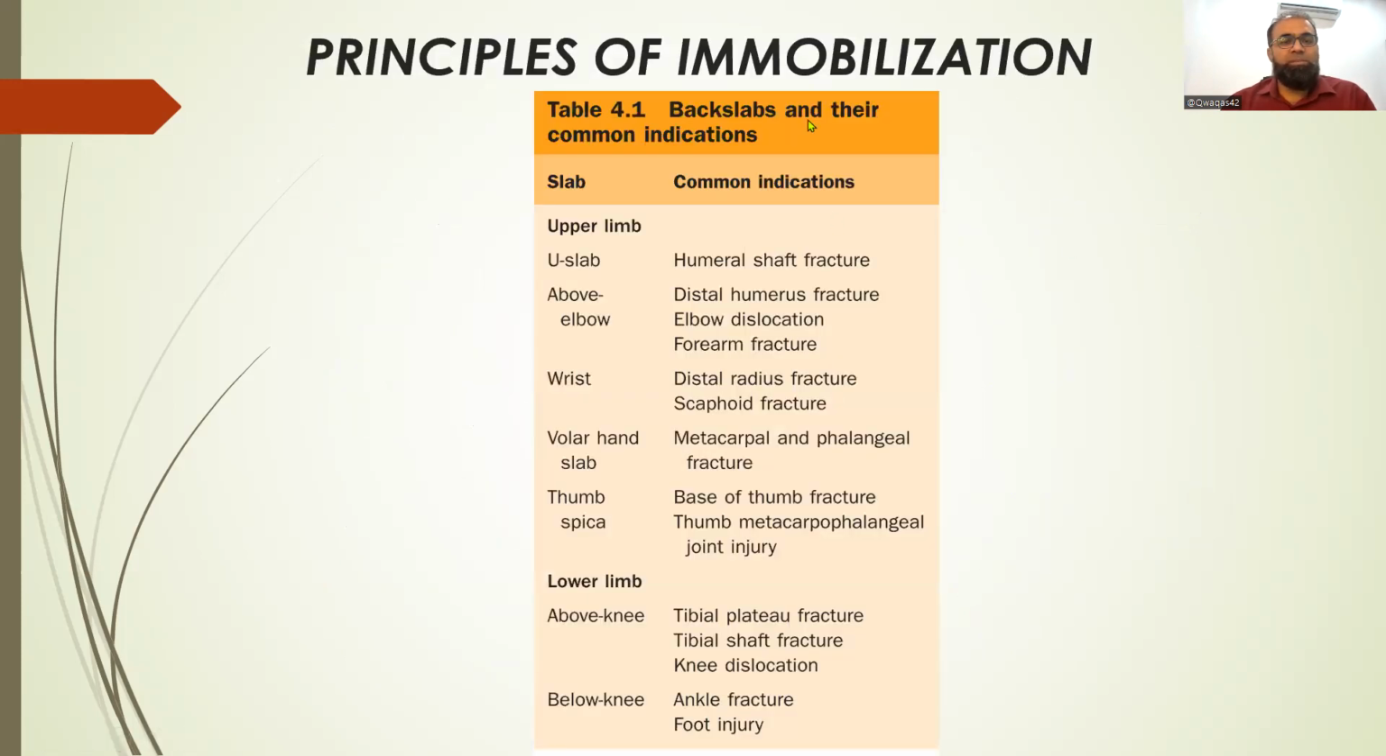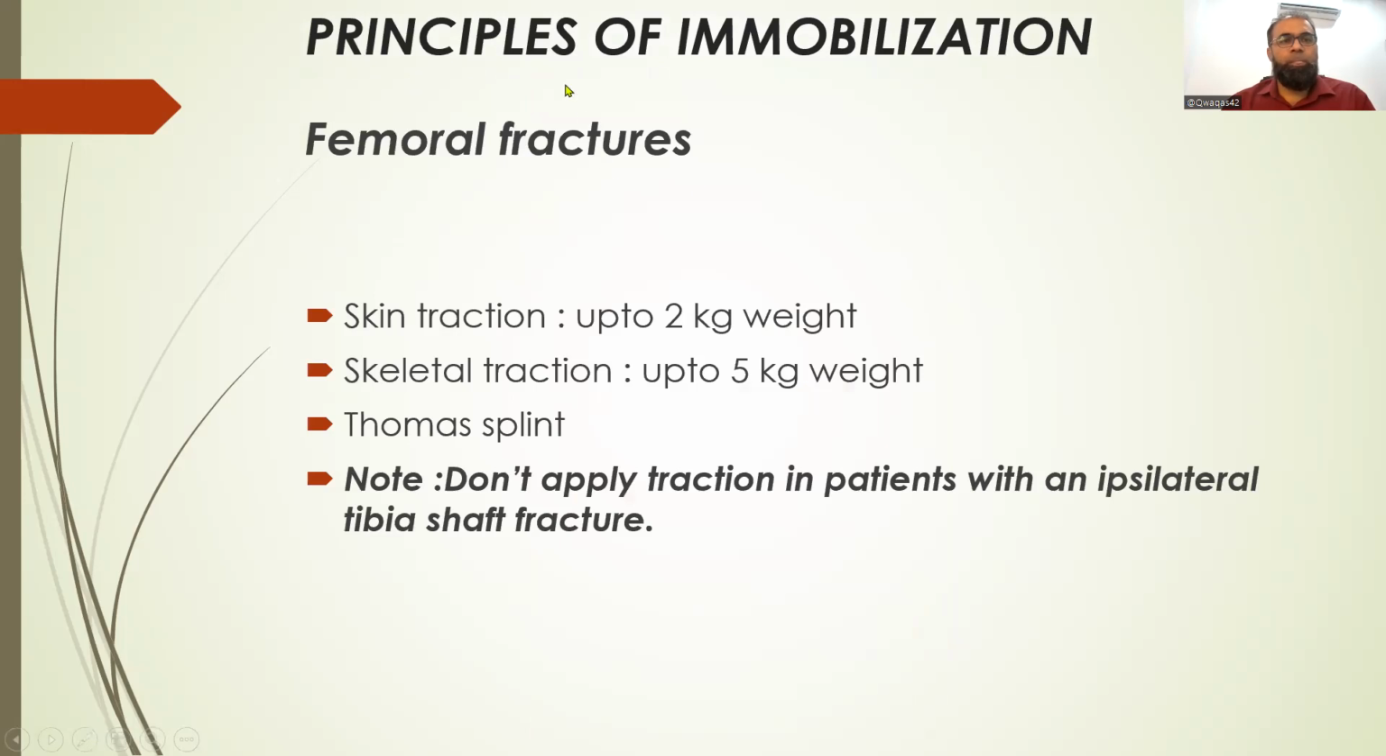So this is the box showing various slabs applied in different types of fractures. In case of humerus, you apply a U slab. Like in the wrist, you can have distal radius fracture or scaphoid fracture, so you apply different types of slabs. In femur fracture, you apply skin traction up to 2 kg weight, not more than 2, and skeletal traction, 5 kg weight. But if a patient has a floating knee injury, like a femur and tibia fracture, then you don't apply the traction, you apply the slab.